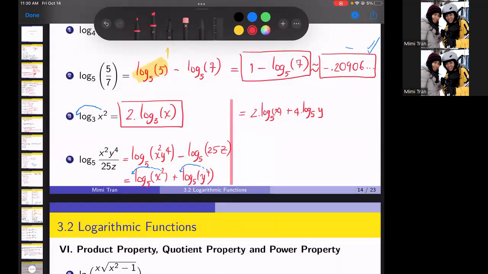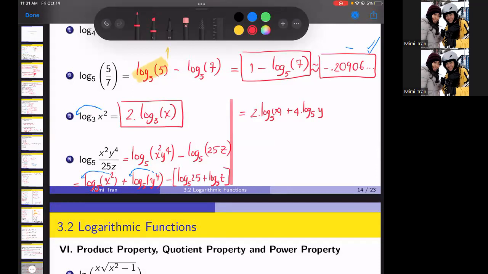All right, now the second log. This one, minus. Let me move this to the left so I have more room. I'm going to put a bracket, or a parenthesis, here. Inside here, it's still the product rule. Do you agree? 25 times z, right? So tell me what it is. Log base 5 of 25 plus log base 5 of z. So far, so good? You have to have the parenthesis because the negative belongs to everybody, not just the 25.